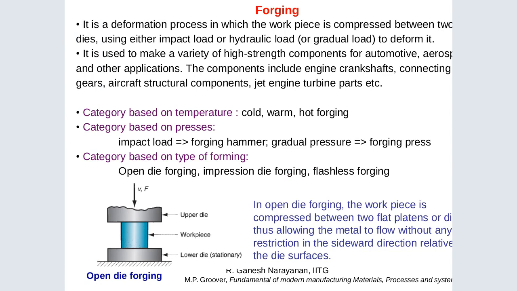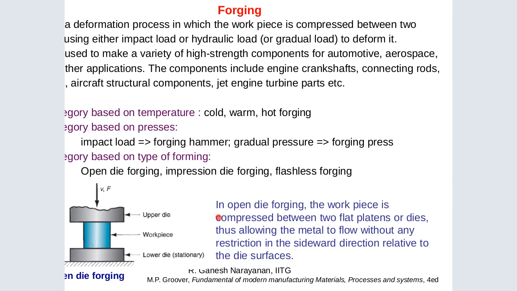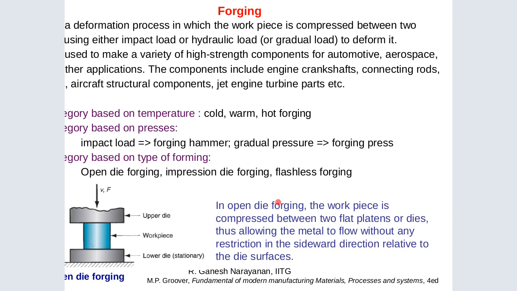The category based on the temperature is cold, warm, and hot forging. Forging can be done when cold, it can be done when warm, and it can also be done when hot, in the hot forging temperature. Category based on the presses: we have the impact load, that is the forging hammer, and the gradual press, the forging press.